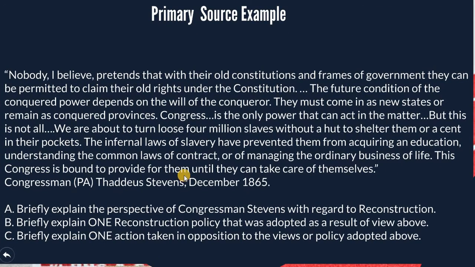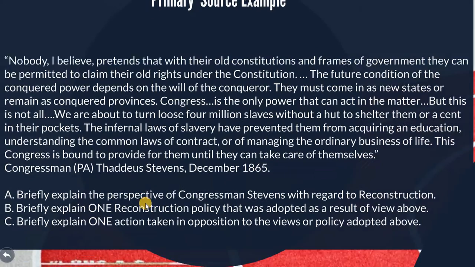Here you have a quote from Congressman Thaddeus Stevens, taken in 1865. You can see that there are 3 clear things. So A, explain the perspective in regards to Reconstruction. B, a policy that was adopted that supports his point of view, so you need to think of a specific historical example. And then C is asking for an opposite of that. So there's an example of a primary source for you.